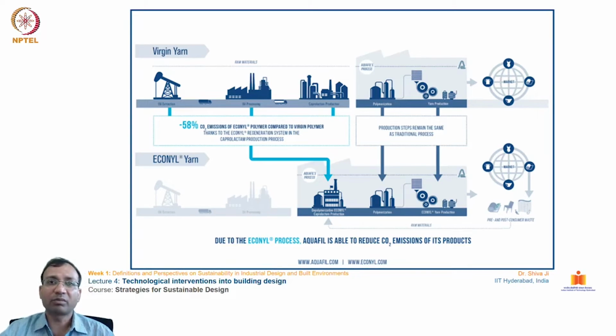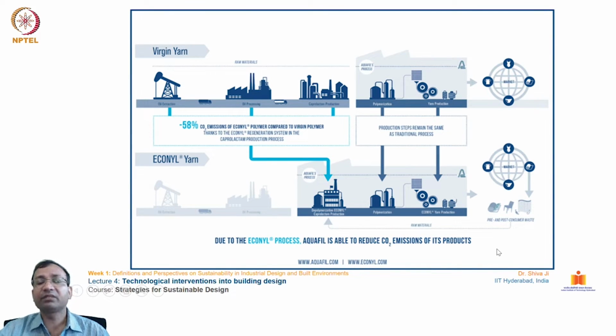So this is a normal cycle of any product. And how about this EcoNil? How have they differentiated themselves from any generic process? In the first phases of the life cycle of their material, their yarn, they adopted some strategies resulting in a 58% saving of carbon dioxide emissions through the sourcing of this polymer compared to any other virgin polymer. So this uses a regeneration system in the caprolactam production process. From there they take this material for further processing, and overall they have tried to reduce the CO2 emissions.